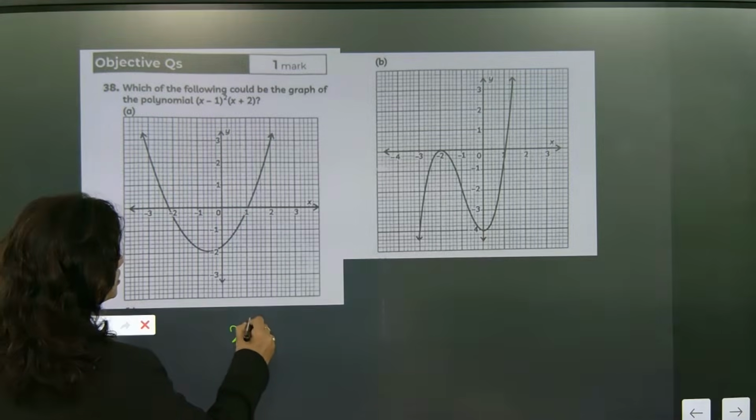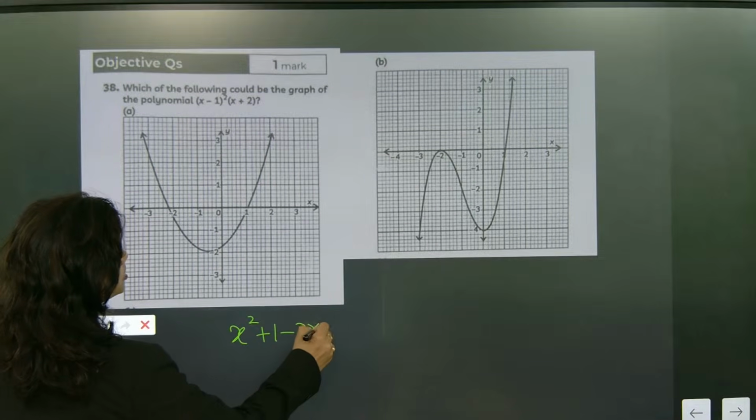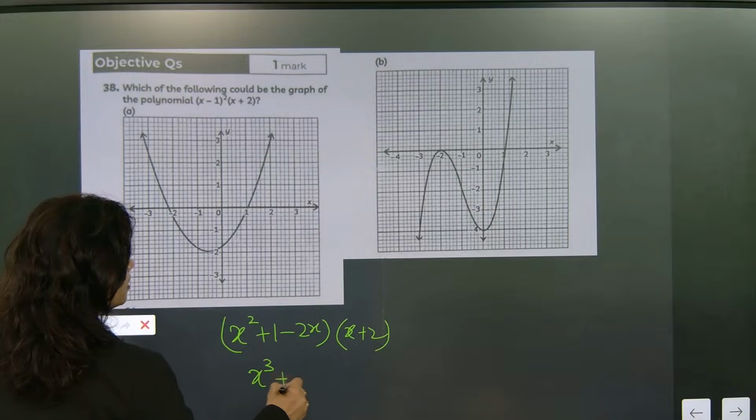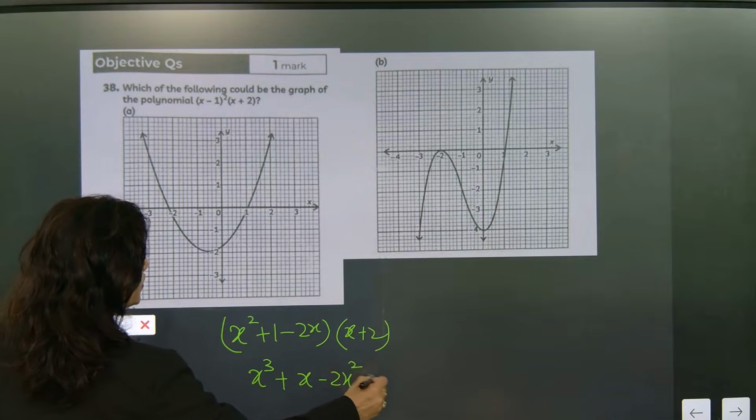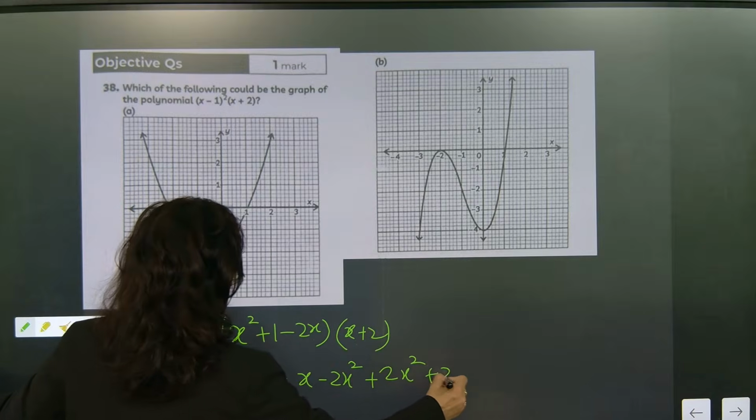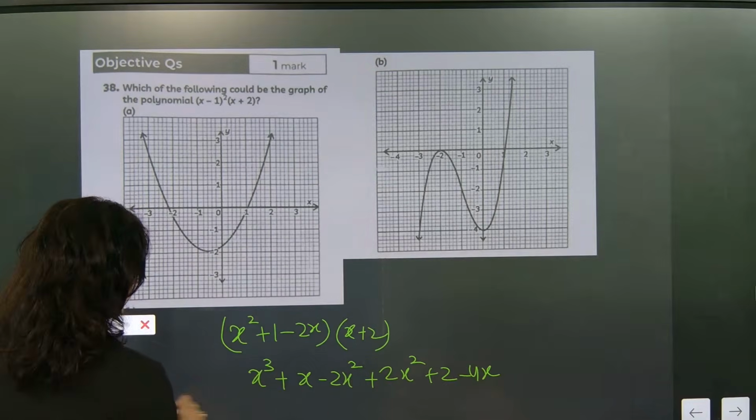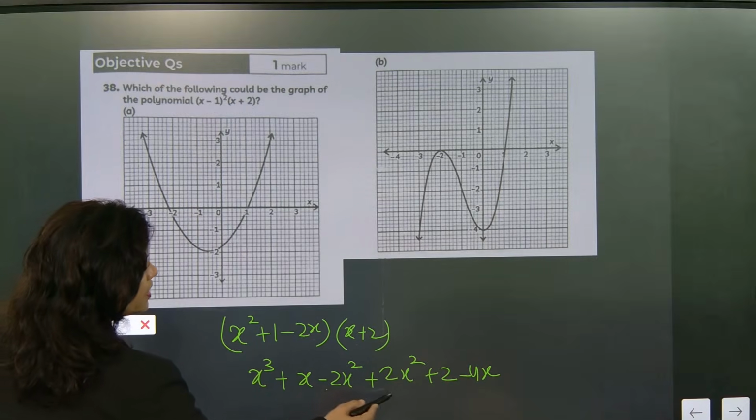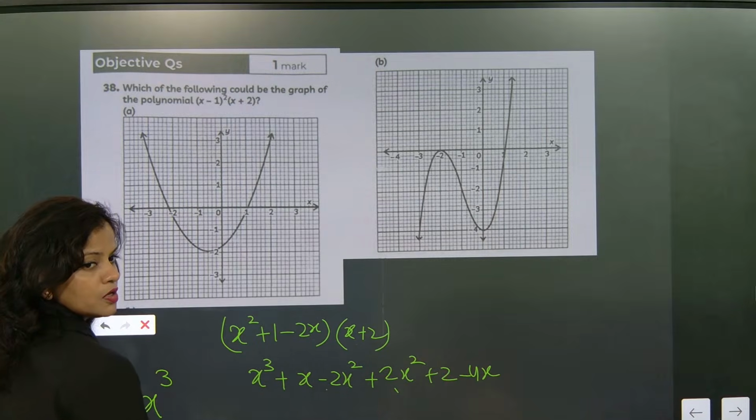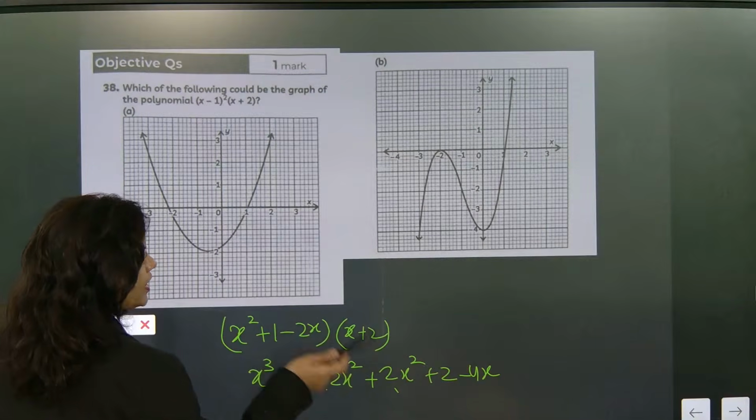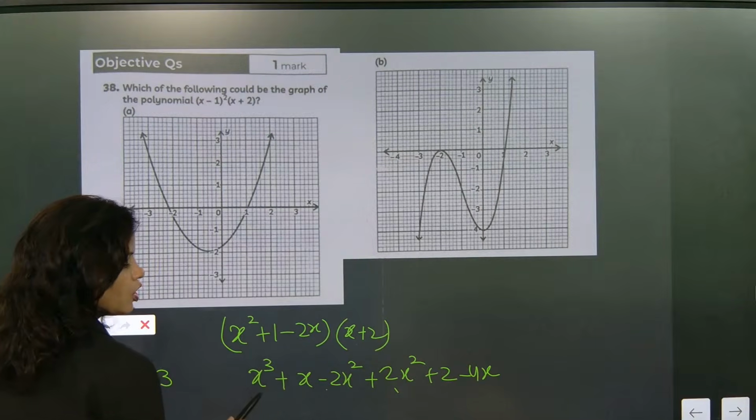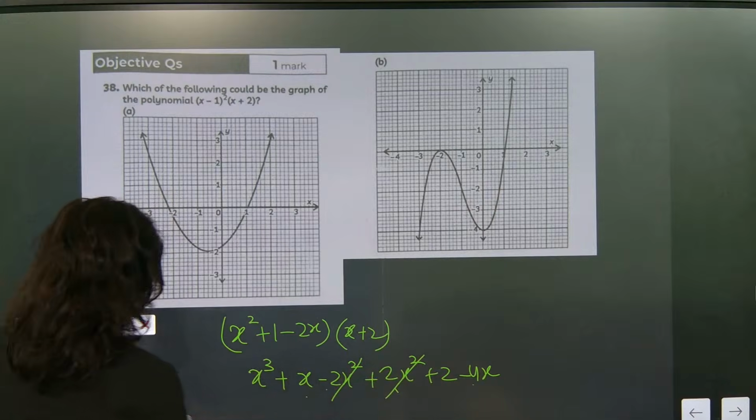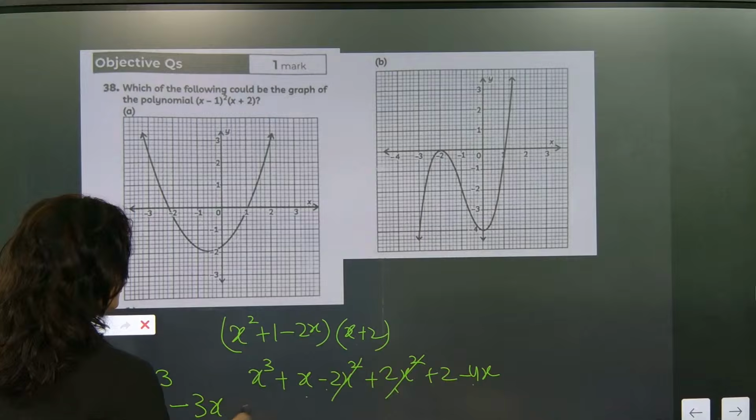Now look at x square plus 1 minus 2x, multiplied by x plus 2. So here it will become x cube plus x minus 2x square plus 2x square plus 2 minus 4x. So here it will become x cube, after that minus 2x square plus 2x square. Is it so? Correct or not? So this will get cancelled. So plus x minus 4x is minus 3x. After that plus 2.